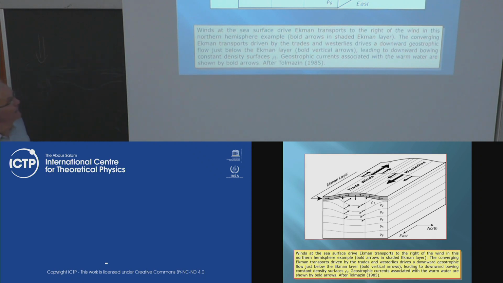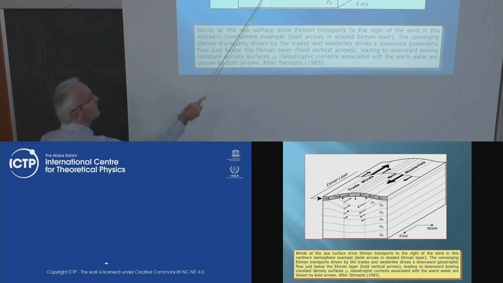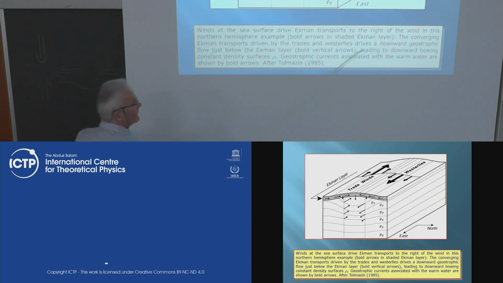Yes. I don't understand one thing in the text. It says that the converging Ekman transports driven by the wind drive a downward geostrophic flow just below the Ekman layer. I don't understand why the downward flow can be geostrophic. No, that's not true. Just below, in the interior.